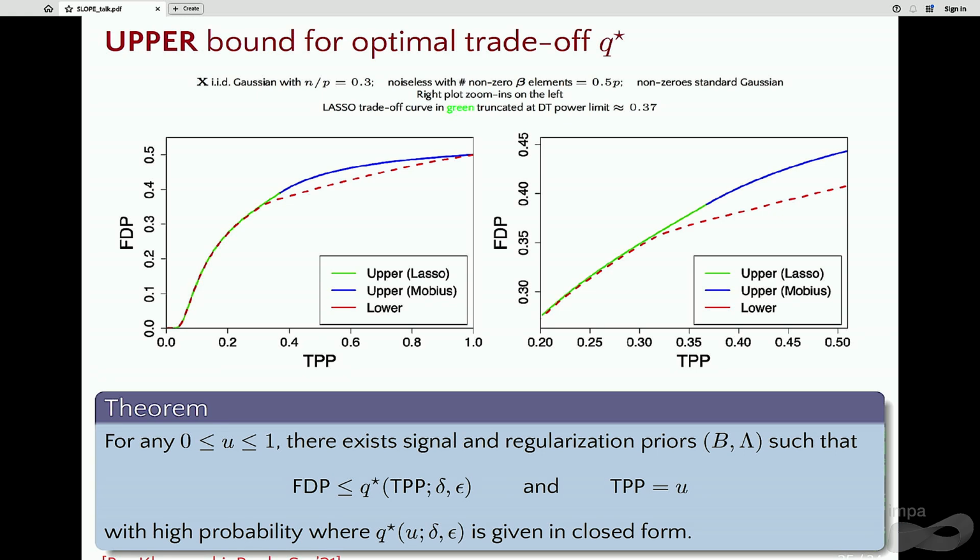The second part of the upper bound, we actually use AMP to find. The upper bound is constructive in the sense that we select a lambda regularization sequence and a prior distribution that allows us to find these FDP TPP pairs. The way we do this is by the program I gave you earlier that allows AMP to tell us properties of estimators in these asymptotic limits.